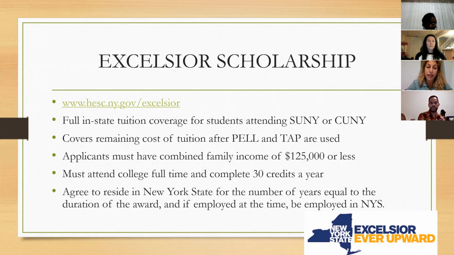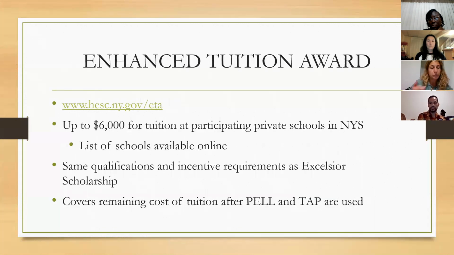And then here is a little kicker. You must agree to reside in New York State for the number of years equal to the duration of the award and be employed by New York State. Meaning, say you go to a CUNY school for 4 years and you use the Excelsior Scholarship to attend, you have to live in New York State for 4 years after graduation. And if you work, it has to be in New York State. If you move to another state, the money that you used from the scholarship will then turn into a loan that you have to pay back. So something to think about.